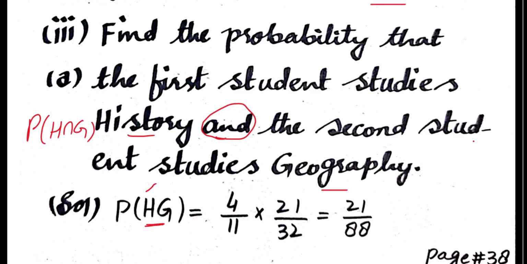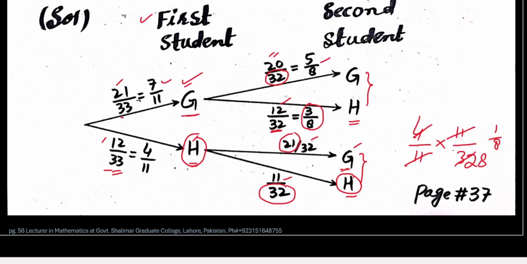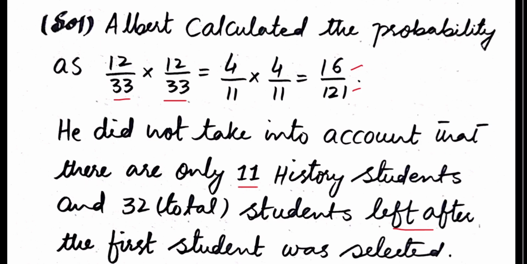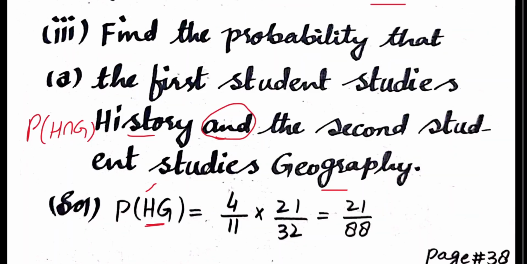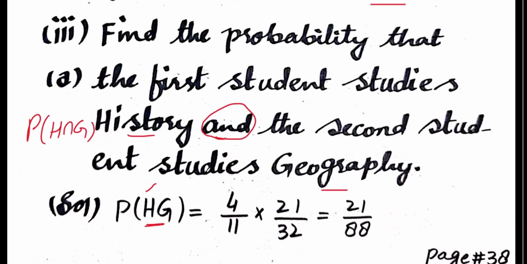First student reads history. From the tree diagram, the student who reads history and second reads geography, history, geography. We will use this branch: history and geography. Student who reads history, this is 4 by 11, and geography 21 by 32. So this is the product, and this product is equal to 21 over 88.